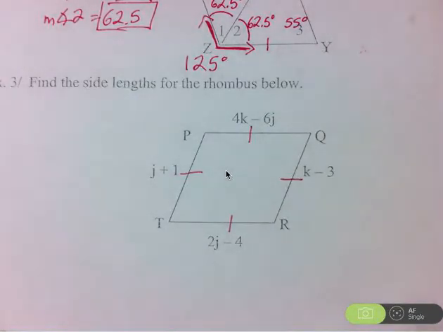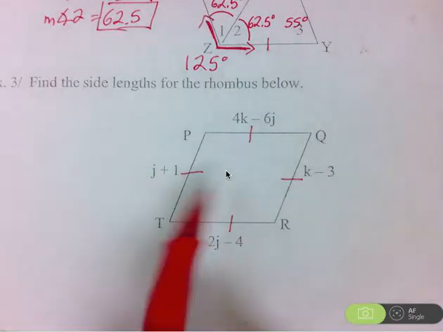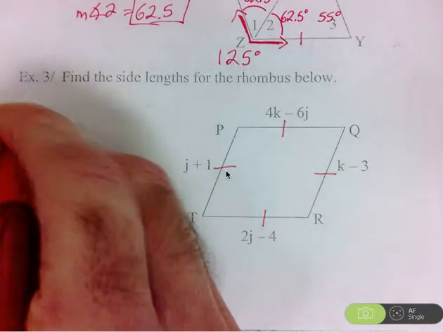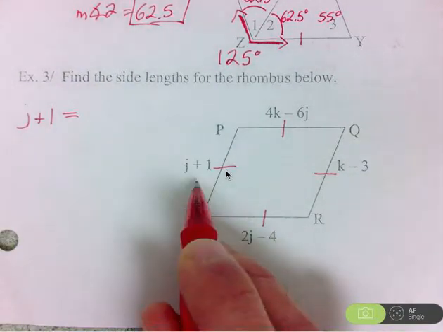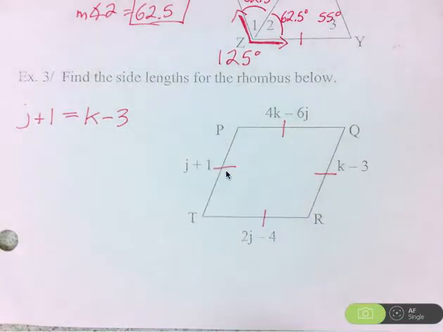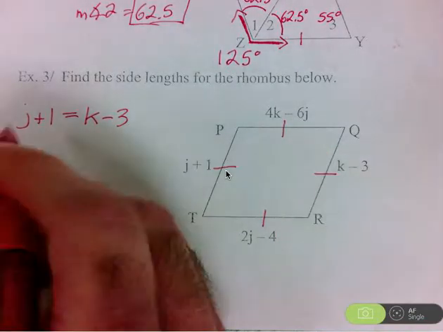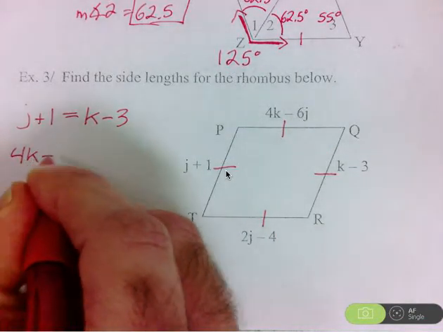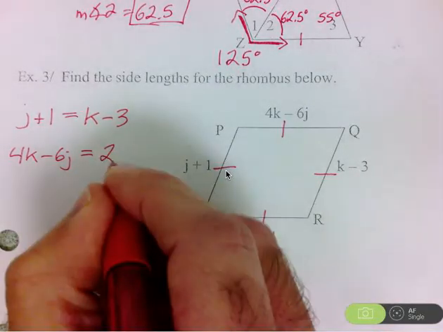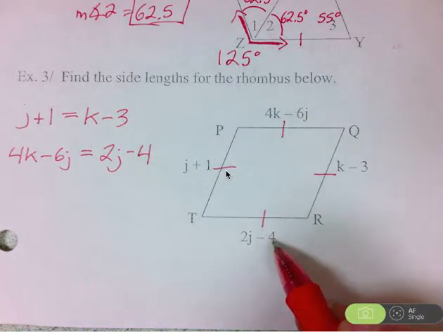So let's write the 2 equations that we know are true. I know that the right side and the left side in this figure are the same. So I know the j plus 1 has to equal the k minus 3. I also know that the 4k minus 6j needs to equal the 2j minus 4. So I know the top and the bottom sides are the same.